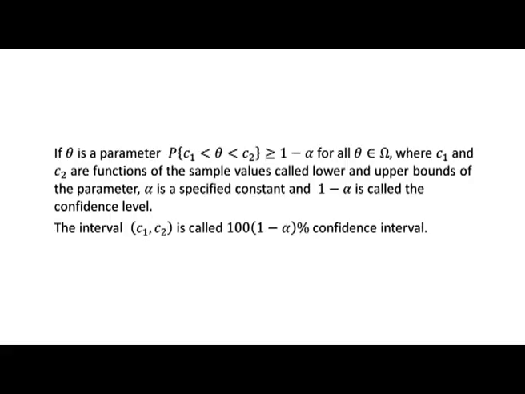That is, if theta is a parameter, probability of C1 less than theta less than C2 greater than or equal to 1 minus alpha for all theta in omega, the parameter space, where C1 and C2 are functions of the sample values called lower and upper bounds of the parameter. Alpha is a specified constant and 1 minus alpha is called the confidence level. The interval C1 C2 is called 100 into 1 minus alpha % confidence interval.